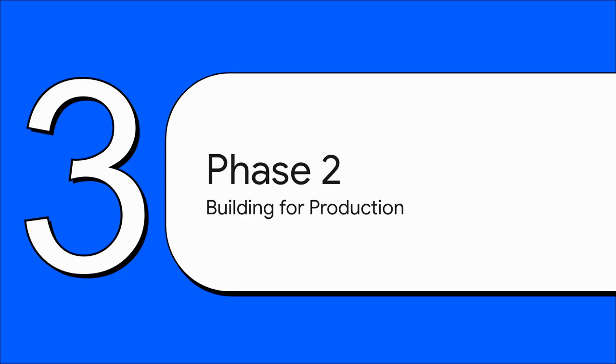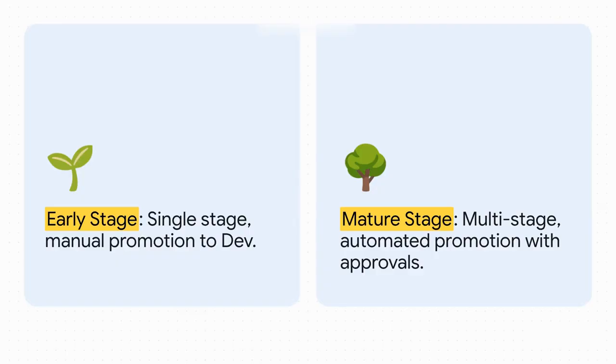And that brings us to what I think is the most critical phase of this whole journey, making your pipelines reliable, secure, and safe enough that you can actually trust them with your production environment. This is really the leap from the early stage to being a true pro. You go from a single pipeline where you have to manually promote everything to this sophisticated multi-stage workflow. Now, code can just flow automatically from dev to QA, and then it waits for a formal approval before it ever gets near production. This is what a professional pipeline looks like.